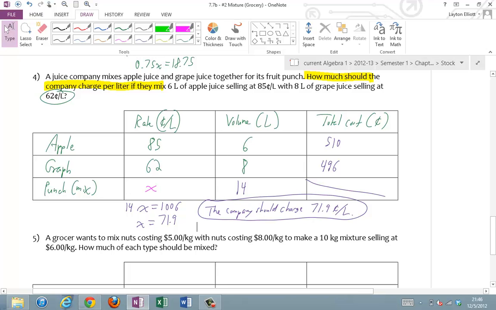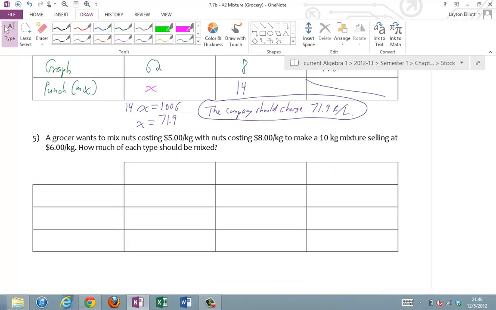Okay, last problem. A grocer wants to mix nuts costing $5 per kilogram with nuts costing $8 per kilogram to make a 10 kilogram mixture selling at $6 per kilogram. So I'm going to call these, we have $5 nuts. We have $8 nuts. And then we're going to have the mix.